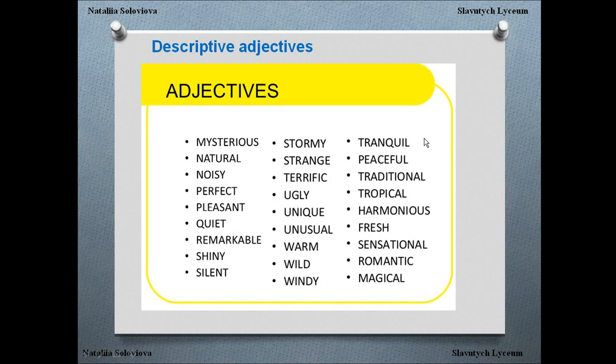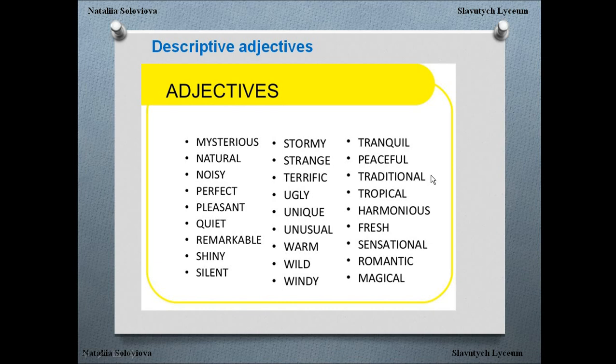Next, tranquil. Tranquil, тихий, мирний. I think it's a good word for describing some small town or village. Peaceful is the same, мирный. Okay, traditional. You can see some traditional architecture.